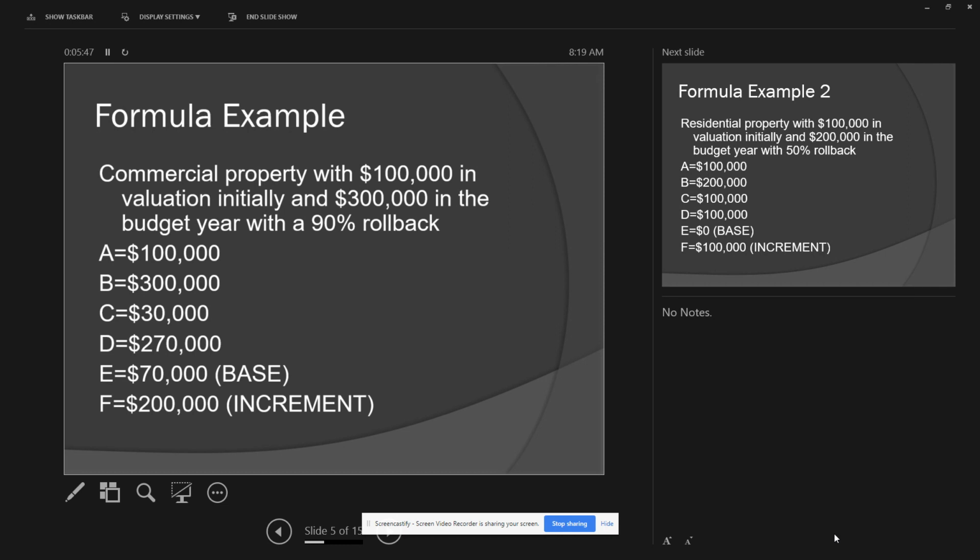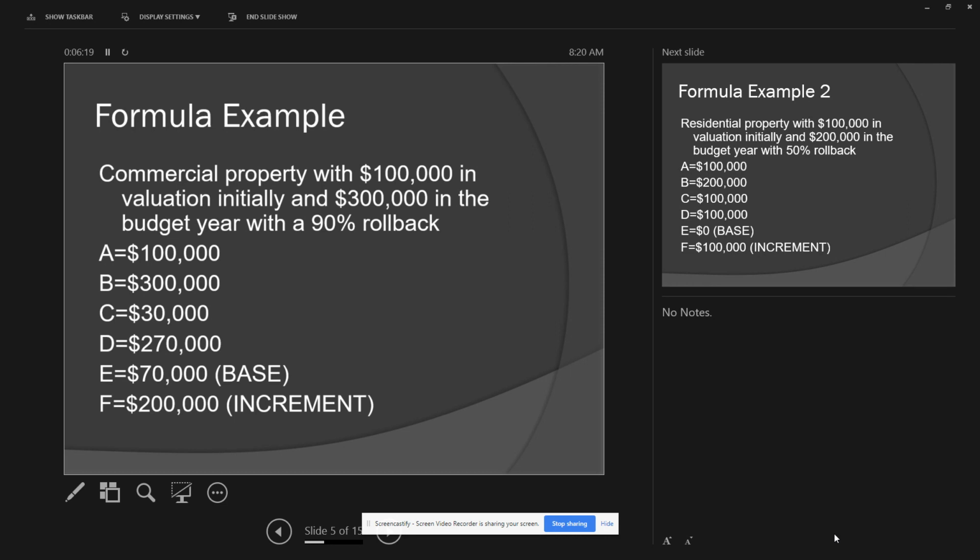So then we subtract out and find the taxable value. So what's the taxable value? If you apply the rollback in the budget year, what's the taxable value of that property? And then we do an A minus C equals E. So that's our base value, what the base gets to keep, because the base is what it was, but we subtract off the rollback. So the base is going to keep $70,000 to be taxed against.